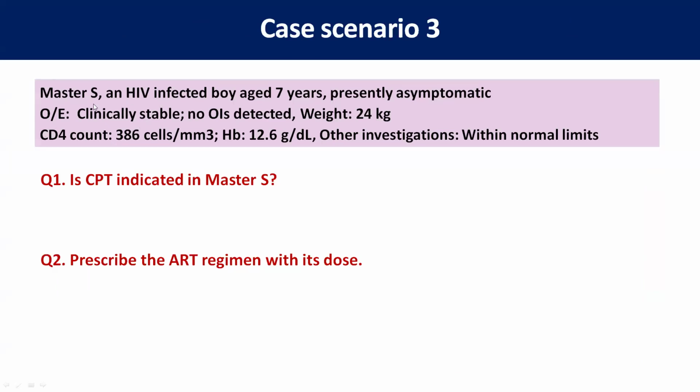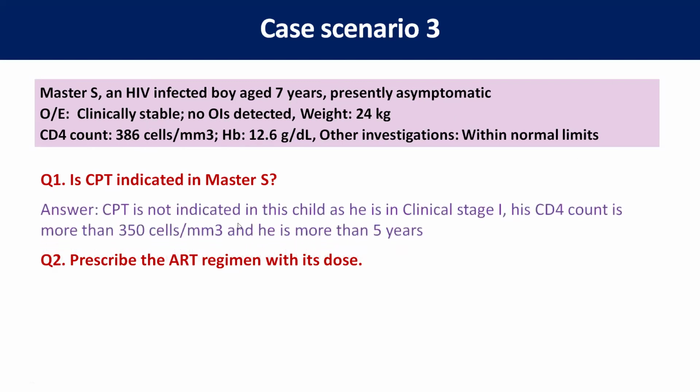The patient, Master, is an HIV infected boy, aged 7 years, presently asymptomatic. Clinically stable, no opportunistic infection detected, weight 24 kg, CD4 386. The 7 years, more than 350, hemoglobin quite good, other investigations within normal limits. Is CPT indicated in this case? As he is above 5 years, CD4 more than 350, asymptomatic, stage one, no CPT.